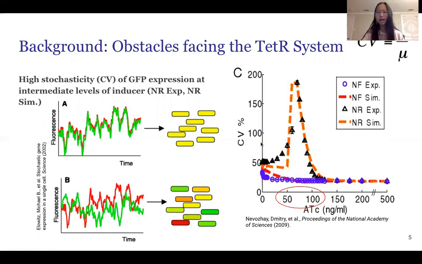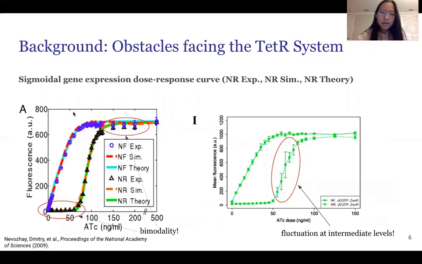On the right here, we do have a CV graph. So you can see as the ATC increases between 50 and 100, we're going to see this spike in CV. And this is really not good, because we do want to minimize the amount of heterogeneity whenever we're using this gene system. Another issue with this system is, of course, the sigmoidal gene expression.